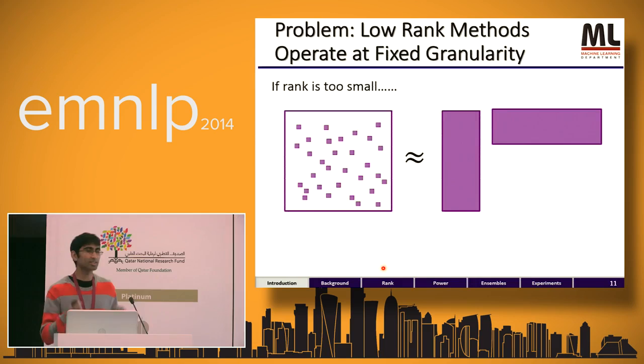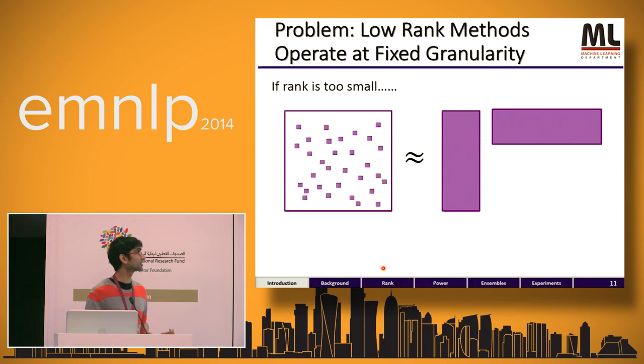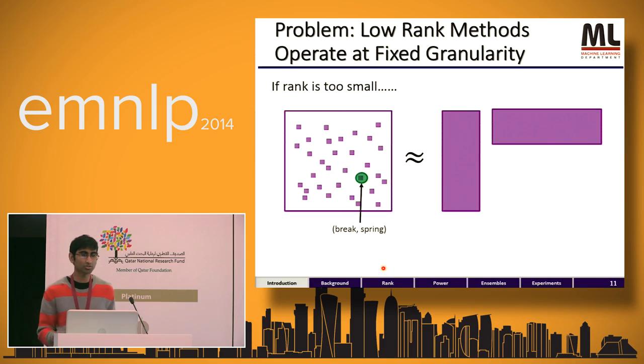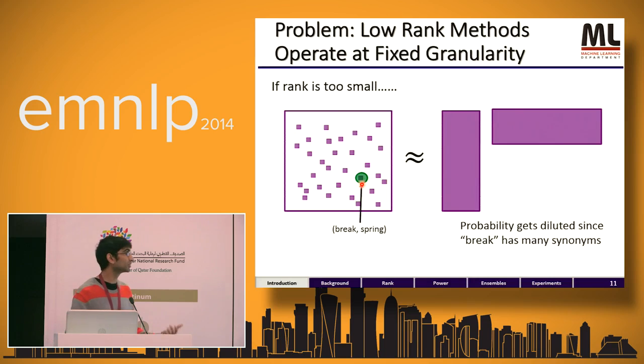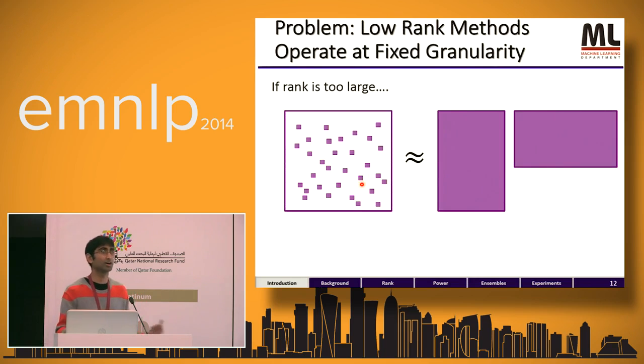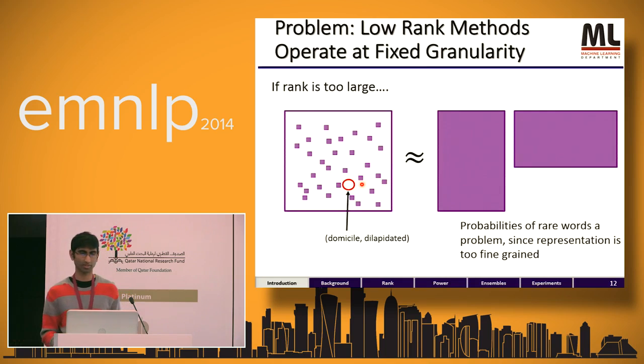So in this talk, we're going to conjecture that the problem is essentially that low-rank methods are operating at some level of fixed granularity, where I pick a rank that determines my amount of smoothing. If my rank is too small, then specific phrases that were actually quite happy in the sparse bigram now get diluted probabilities in the low-rank bigram because I'm taking all these synonyms and I'm not capturing the specific phrase itself. And on the other hand, if I have a very large rank, then I'm not doing very much smoothing, so very rare words don't get accurate estimates.